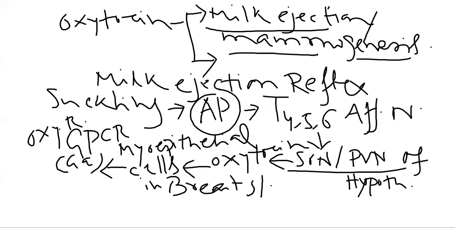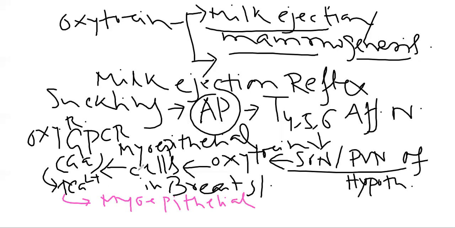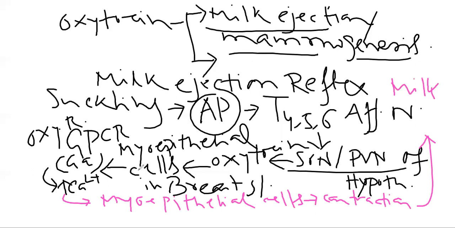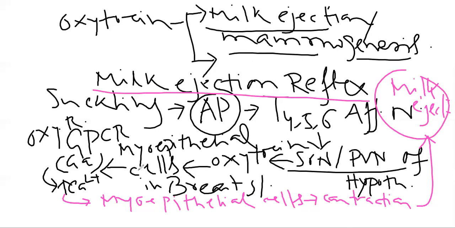So GQ mediated action will lead to an increase in the calcium ion influx, and this calcium ion helps in the contraction of the myoepithelial cell. So myoepithelial cells will be contracted. Contraction of the myoepithelial cell will lead to ejection of the milk. So milk ejection will occur. This is all about our milk ejection reflex, which is done by oxytocin.